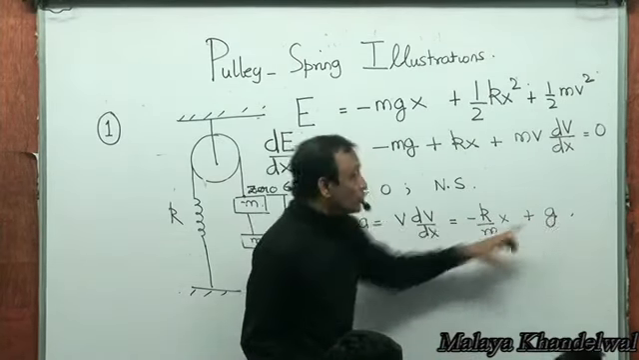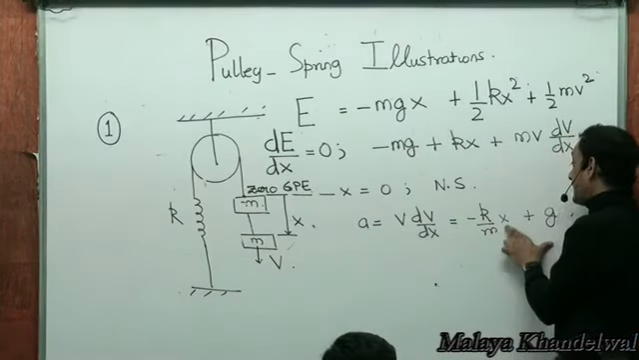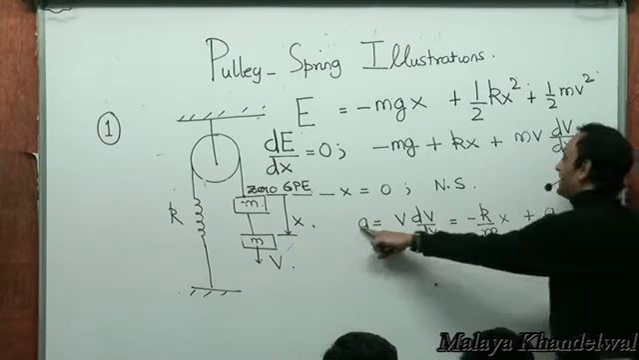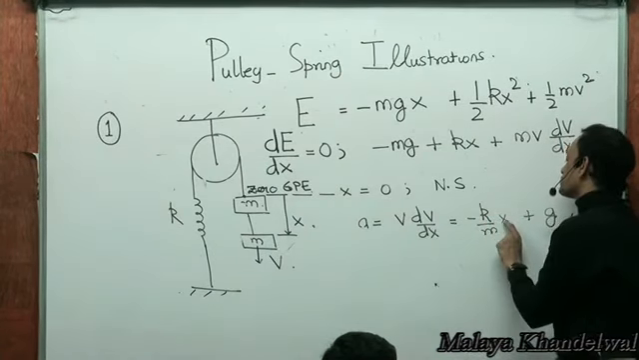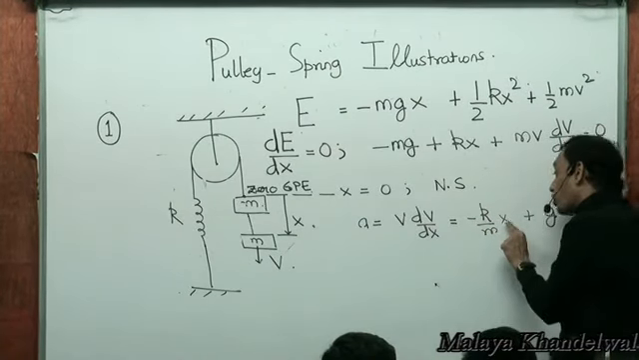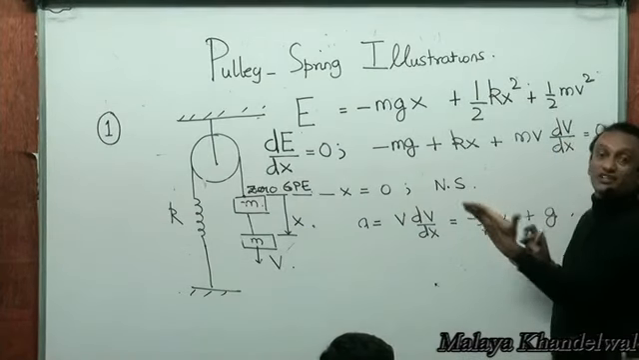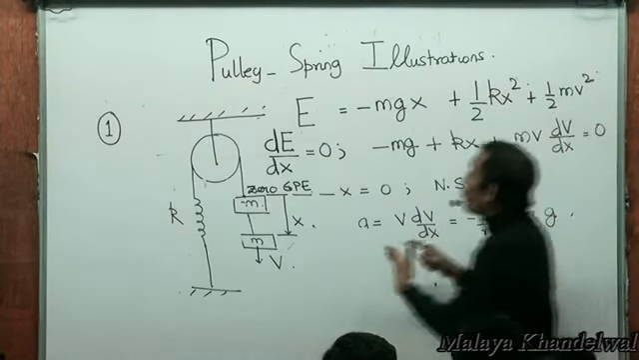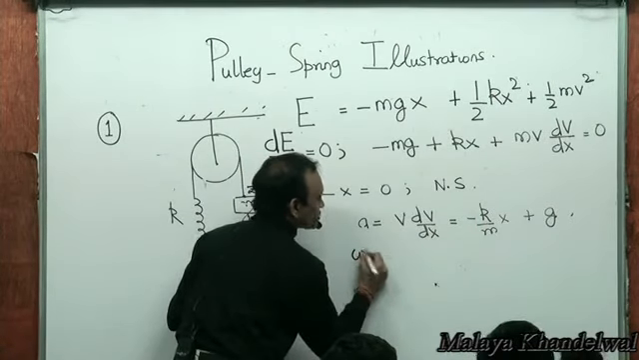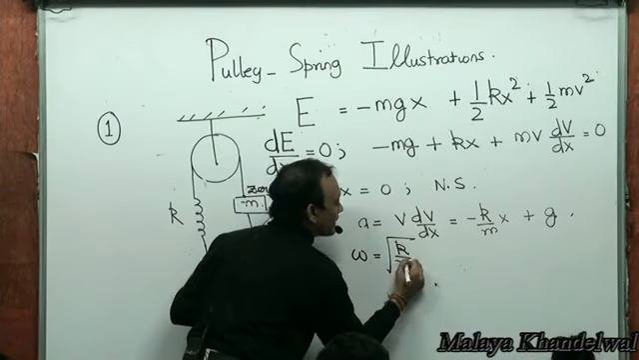The equilibrium position would be, when you put this equal to 0, x equal to mg by k. That will be the equilibrium position for the oscillator. And a equal to minus a positive constant into x plus some other constant represents a simple harmonic oscillator with the coefficient of x without the minus sign representing the omega square. Right? So this executes simple harmonic motion with omega squared equal to k by m, or omega equal to root k by m. Yes or no?